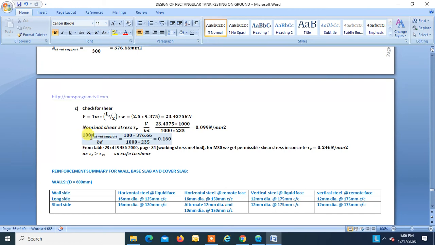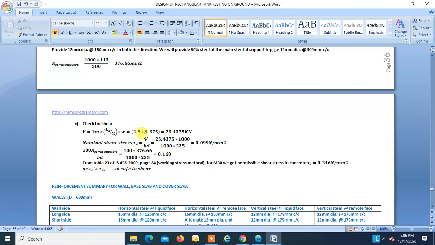Now we have to find the PT for finding the tau c. So PT is equal to 100 into AST provided at support divided by BD. AST provided at the support is 376.66. So PT is found to be 0.16. Using table 23 of IS 456 2000, page 84, working stress method, for M30 grade concrete, permissible shear stress tau c is 0.246, which is greater than nominal shear stress tau v, that is 0.099. So it is safe in shear.